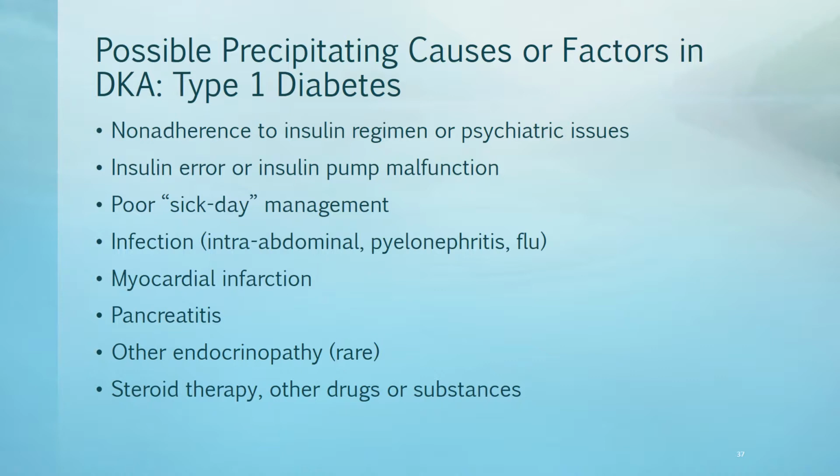There is some non-adherence to their regimen. Sometimes what happens is if someone has a psychiatric issue, they may tend to forget to take their medication, or they're dealing with other things in their life that their health unfortunately will come secondary. Another thing can be that there are errors in how they understand how to manage their insulin therapy.